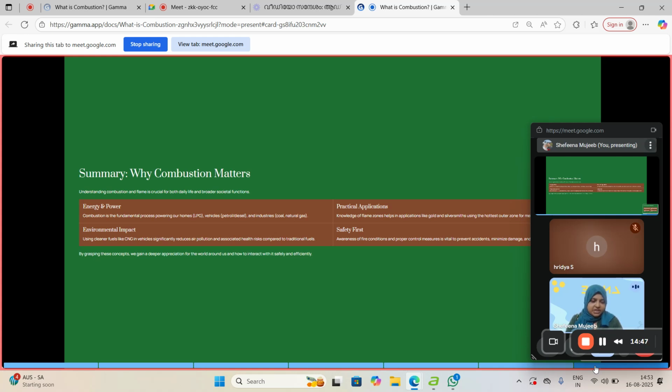Then safety first. Awareness of fire and security. Nowadays in all institutions and all schools, classes about fire and safety measures are available. So in our home also, we should follow the fire and safety measures to avoid the dangerous things which are caused by combustion and flame. So let us conclude by revising our slides.